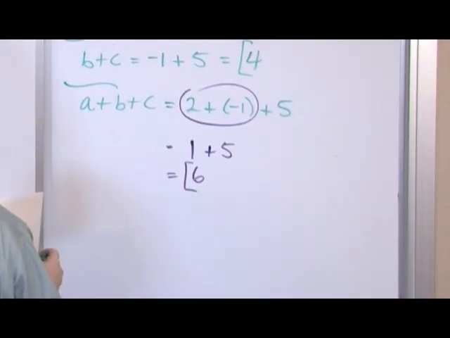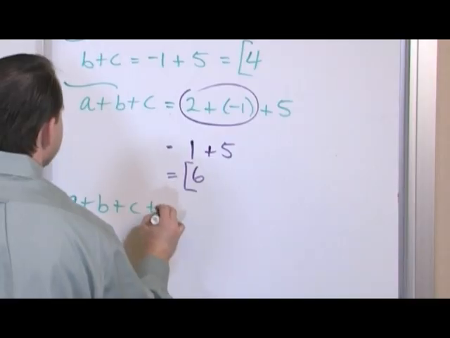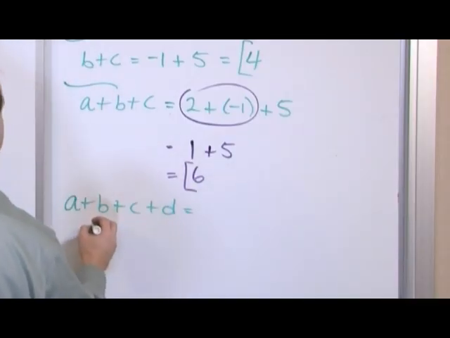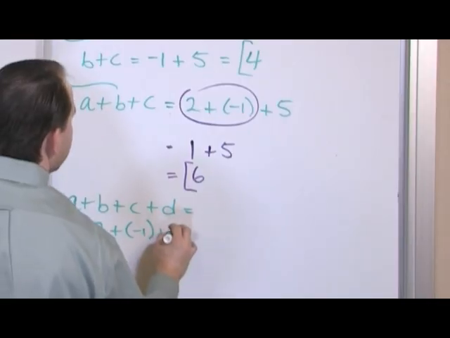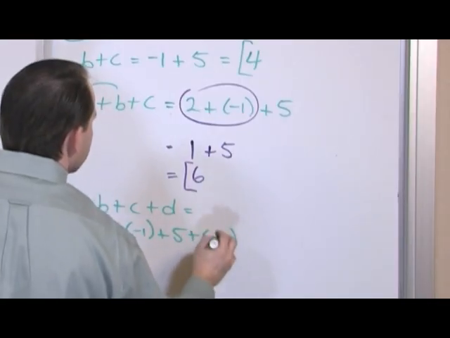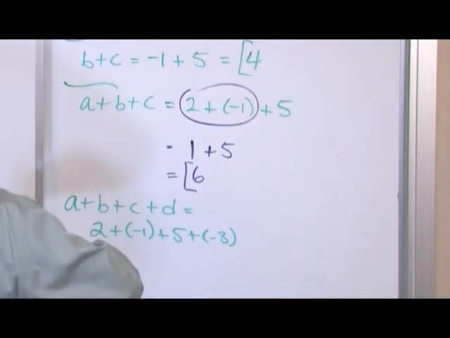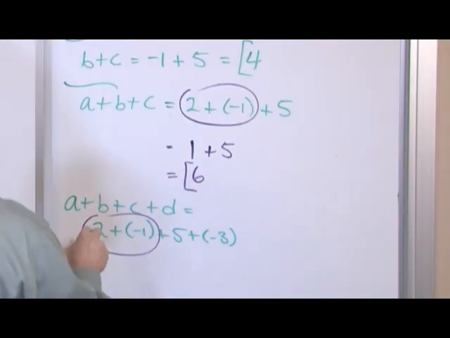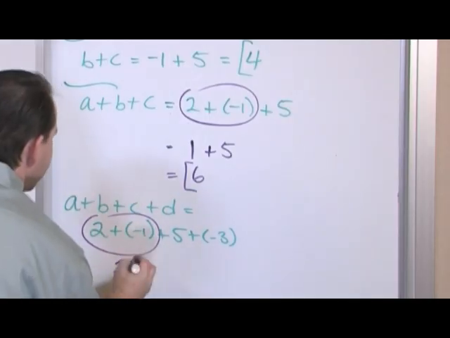And then if you had something like A plus B plus C plus D, you guessed it, it's nothing different. 2 plus negative 1 plus 5 plus negative 3. Literally all you do is you put in the numbers for each of these letters, and then you deal with it. So we already figured out a minute ago that 2 plus negative 1 is positive 1, and here's a different way to do it.